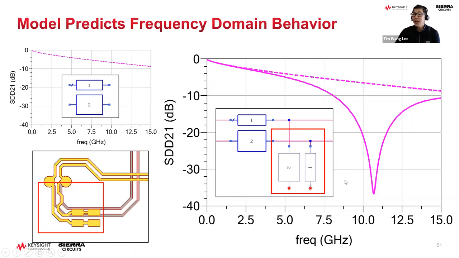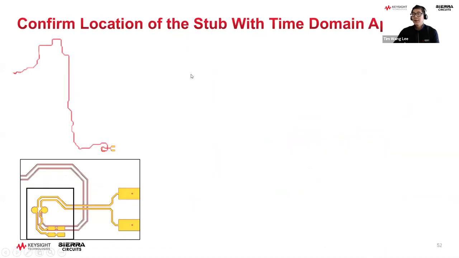When we include that 150 mil stub transmission line here, we really do see a resonance close to 10 gigahertz. That answers our question. That confirms our guess that the ESD connections are behaving like a stub. Right, so this is the consistency check that we need to do. We have confirmed. So now the second thing is we need to confirm the location by using a TDR.